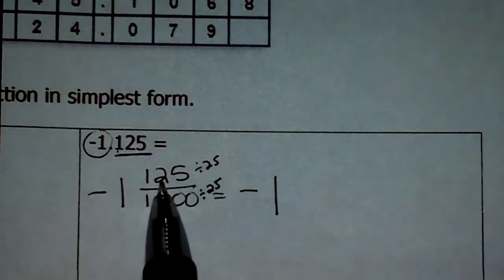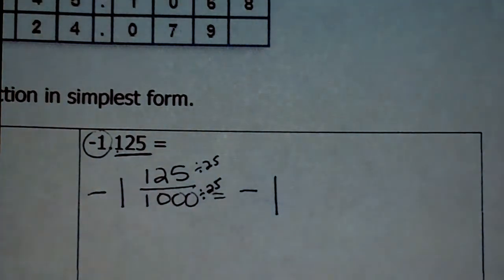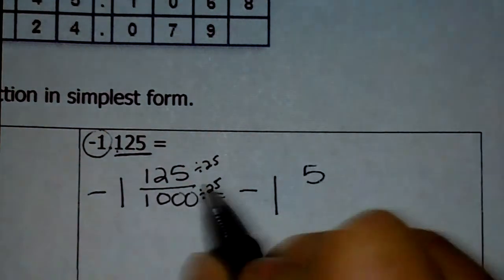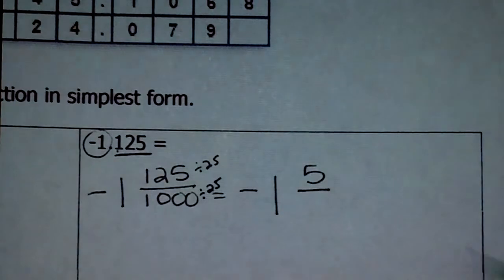So 25 goes into 125. If you're not sure off the top of your head, then you could count by 25s and see how many it takes to get there. 25, that's 1. 50, 75, 100, 125. So it took us 5 25s to get there. That means that 125 divided by 25 is 5. I just said 5 a lot of times. Could you tell? Next, I have 1,000 divided by 25.